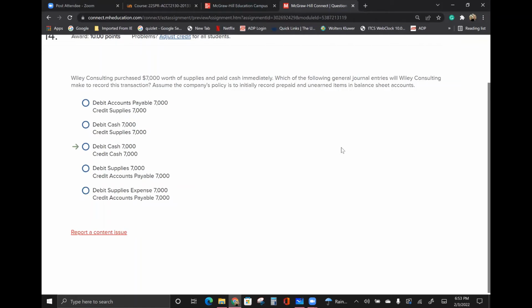If you buy something on credit, or if it says you buy something on account, that means that you're setting it up to pay in the future. So now we have an accounts payable. I'm liable to pay in the future.